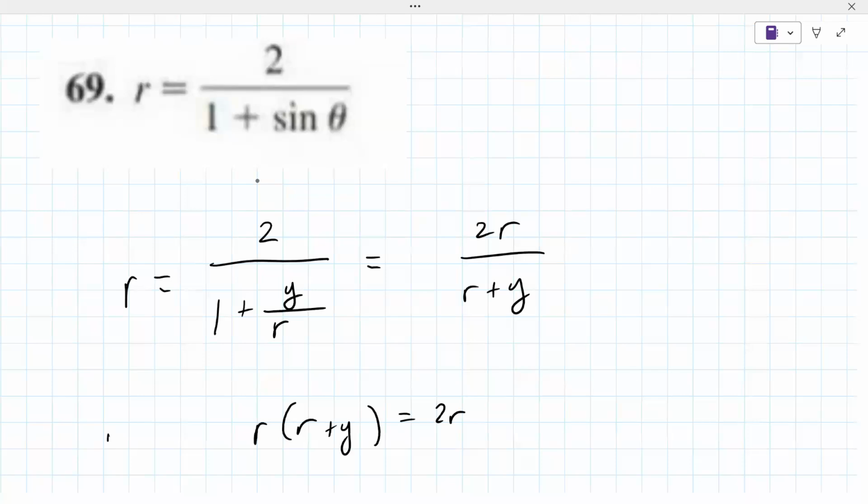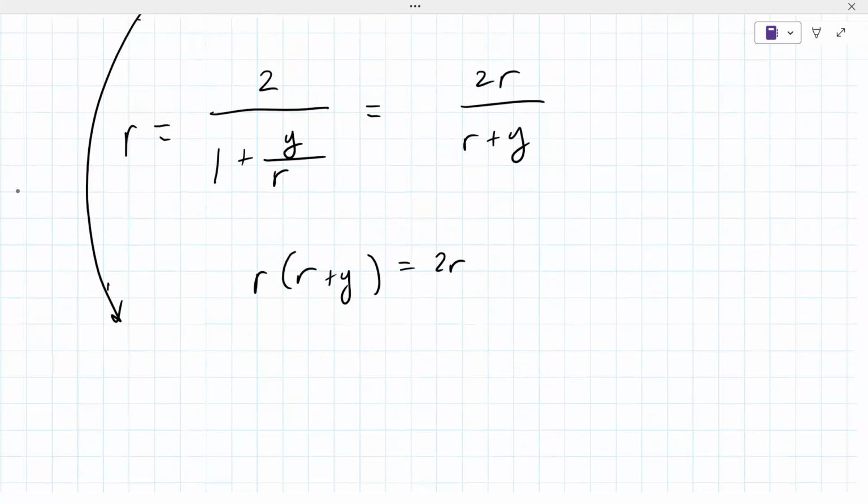I did it differently. I multiplied both sides by 1 plus sine theta. So I got r plus r sine theta equals 2, and then r equals 2 minus y, which equals x squared plus y squared equals 2 minus y. Let me try that. So you got r plus r sine theta equals 2.